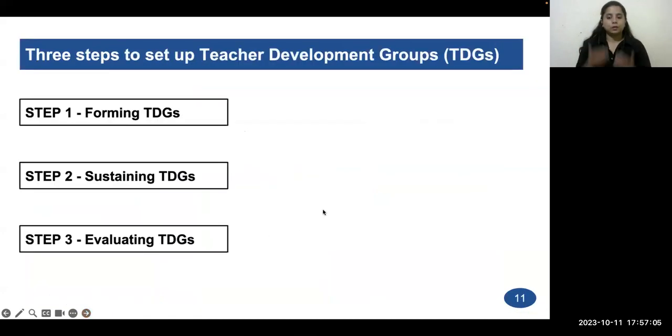Now moving on to the core part of this presentation. We have come to know about what teacher development groups are, what their types are, and what their benefits are. Now, for example, our group wants to establish their own teacher development group. So there are some steps we have to consider while establishing a teacher development group. They are: step one, forming a teacher development group. Second is sustaining a teacher development group. And finally, evaluating a teacher development group. We will discuss all these steps in detail one by one. And that's the name of our session, that is, 3 steps.